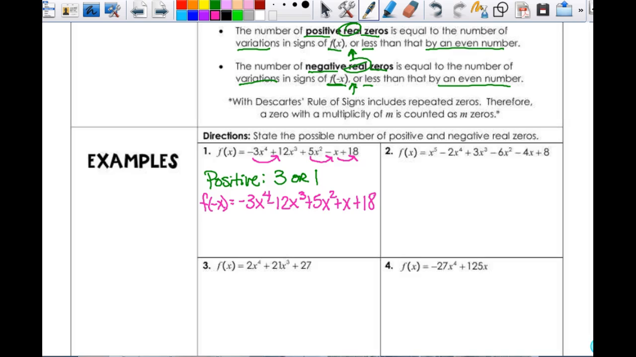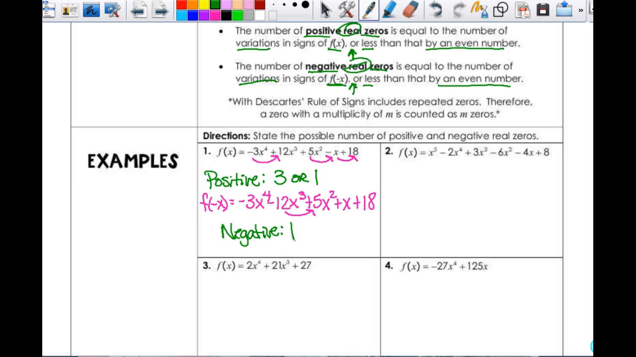So then we look for the variation in signs here. This is negative, negative, changes to positive, stays negative. So your possible number of negative real zeros would be 1. I can't go less than that by an even number because that would give me a negative number of real zeros, and that doesn't make any sense. Okay, so positive, 3 or 1, negative, 1.